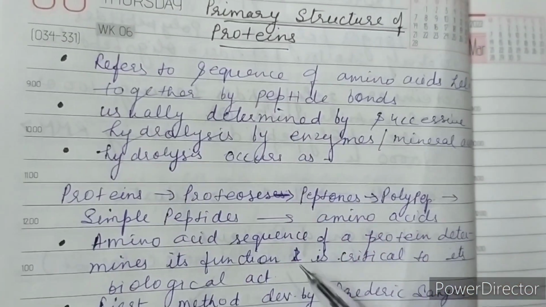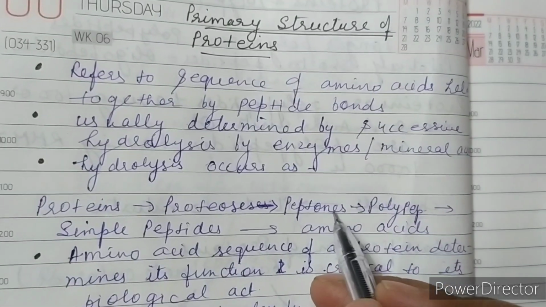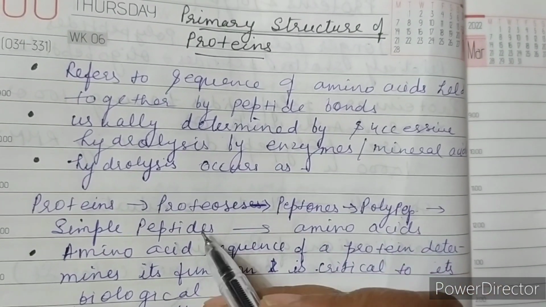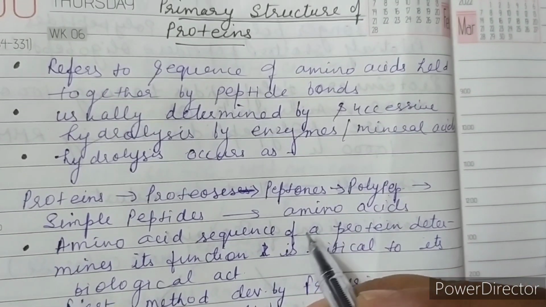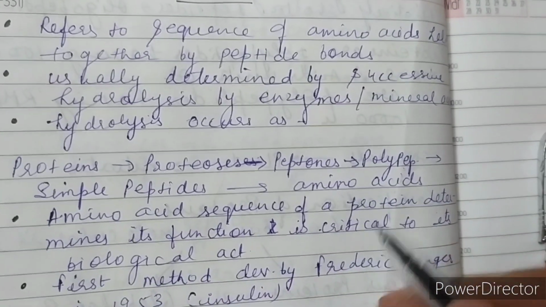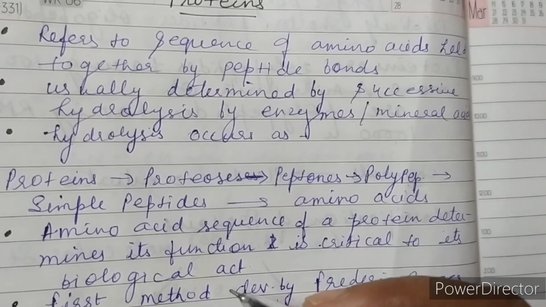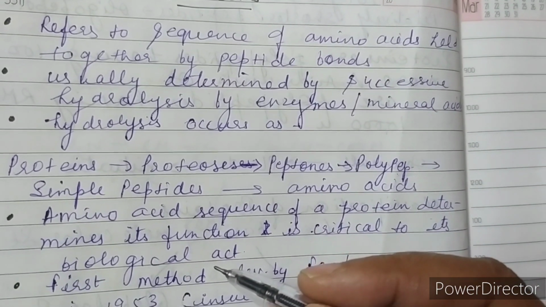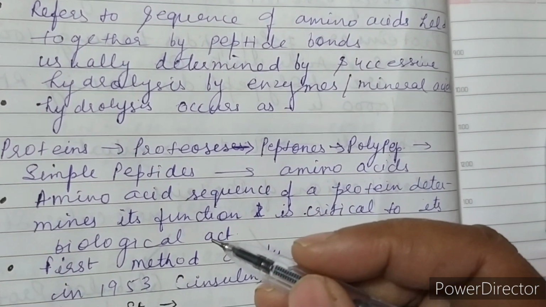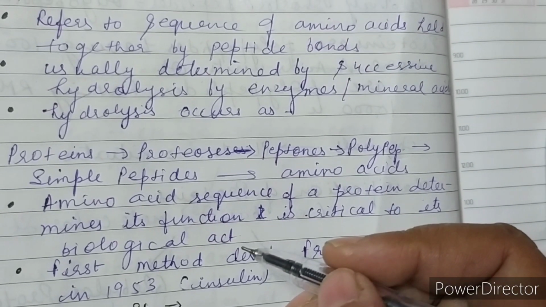Now proteins are hydrolyzed in various steps, like proteins are first hydrolyzed to proteoses, then to peptones, then to polypeptides, then to simpler peptides and then to alpha amino acids. Amino acid sequence in a protein chain determines its function and is critical to its biological activity. It means that if you change even one amino acid in a protein, it will drastically change the entire physical and chemical properties of that protein.